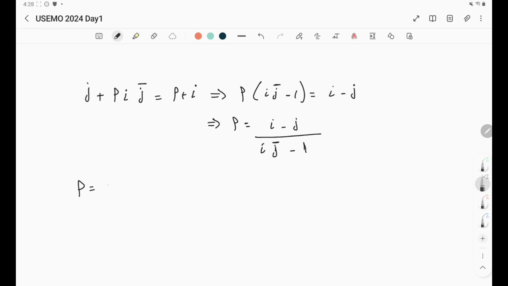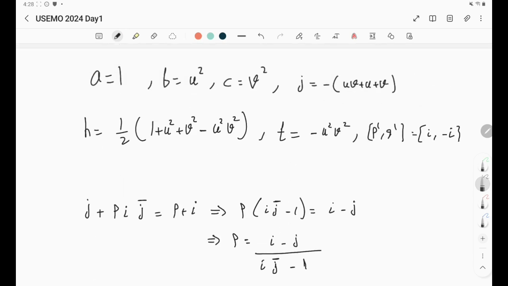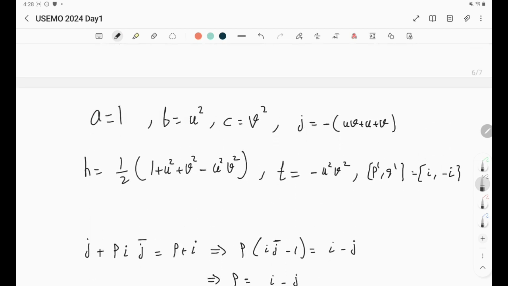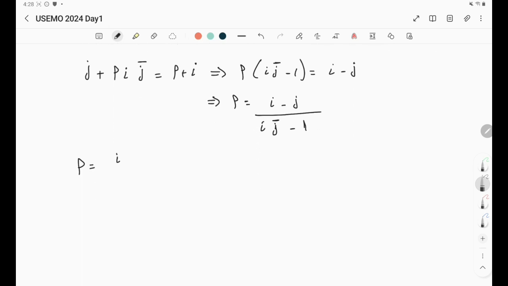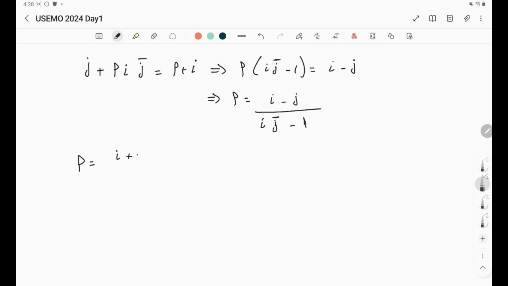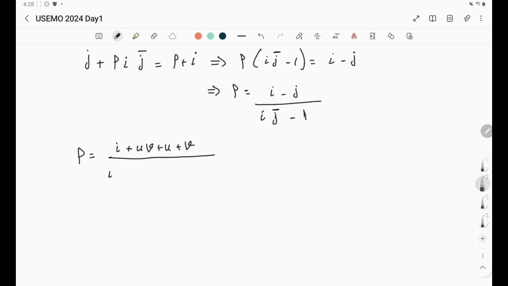Now we just need to substitute J. So P is equal to I, remember J is this thing here, so the negative with the negative cancels and becomes a plus. So I plus UV plus U plus V divided by I times the conjugate of these. Sorry, first of all, it becomes negative and here negative, so let's put a negative outside.